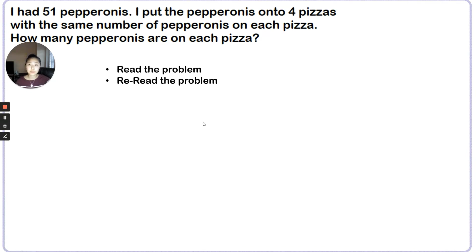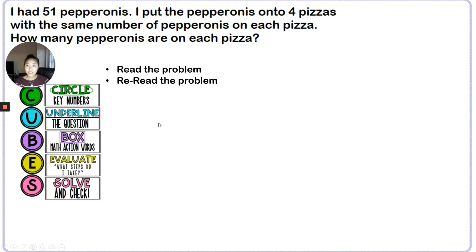So I have 51 pepperonis. I put the pepperonis onto 4 pizzas with the same number of pepperonis on each pizza. How many pepperonis are on each pizza? I'm pausing right now. You're pausing, you're rereading, and coming back to me. Awesome. Now let's go right into our cubes.